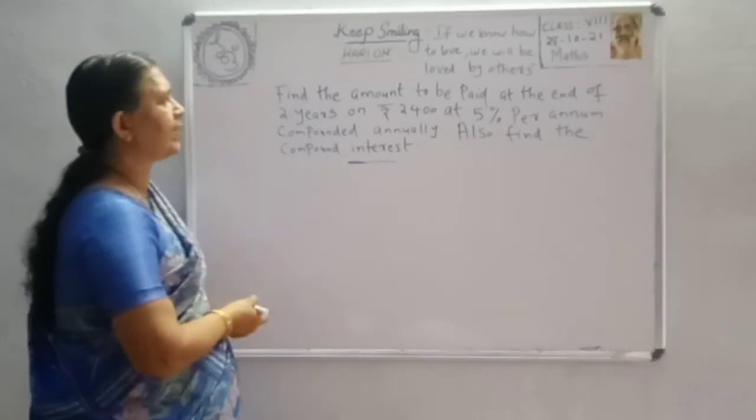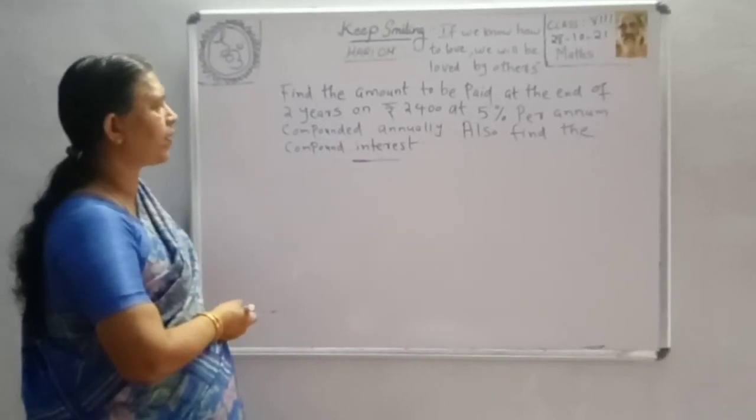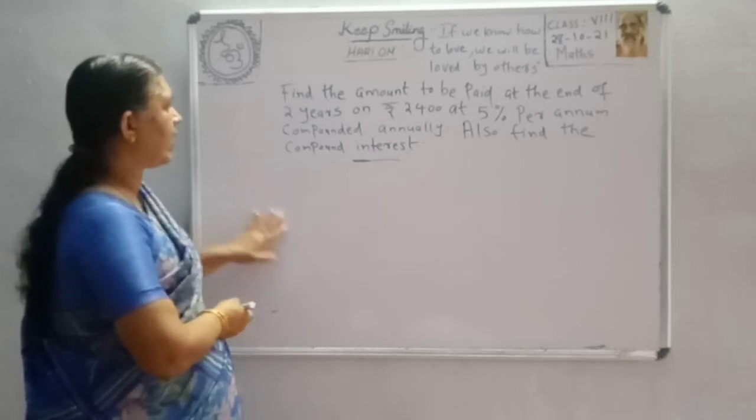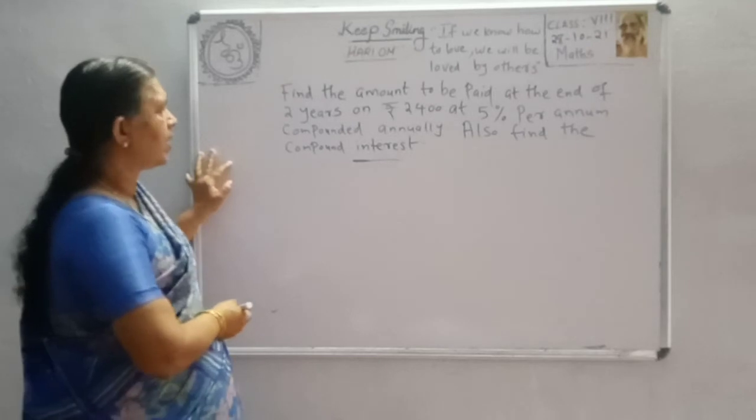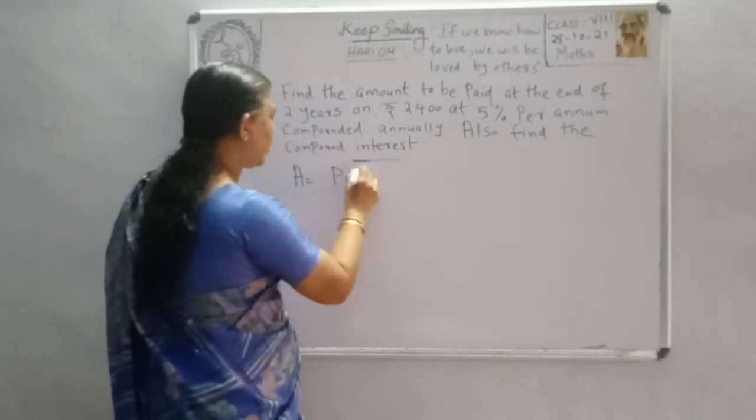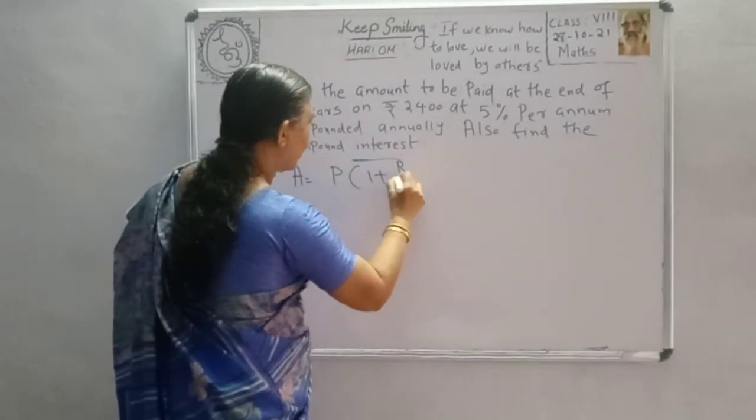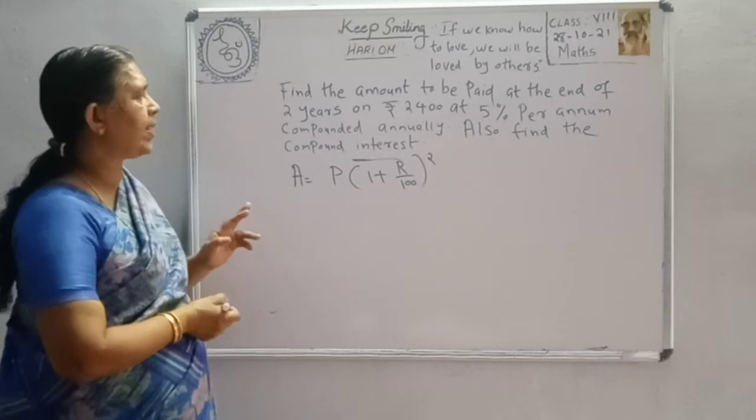Next question. Find the amount to be paid at the end of 2 years on rupees 2400 at 5% per annum compounded annually. Also find the compound interest. So what is the formula to find the amount? A is equal to P into 1 plus R by 100 the whole square. Otherwise here what is P?